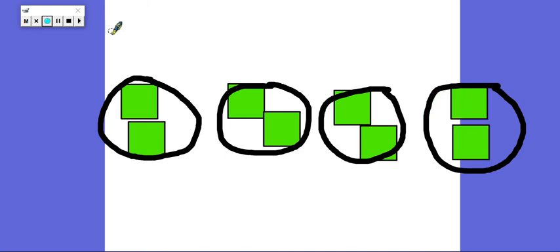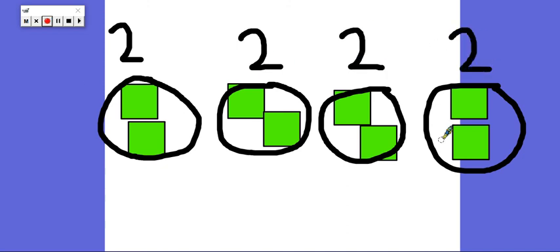So I can see that each group has exactly the same. Each group has 2 in it. So when I share 8 into 4 equal groups, each group has 2, and they've all got exactly the same, so we know that that is fair.